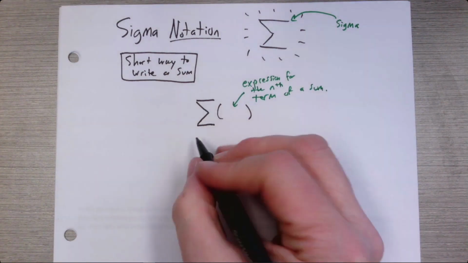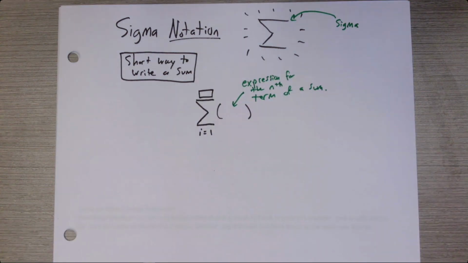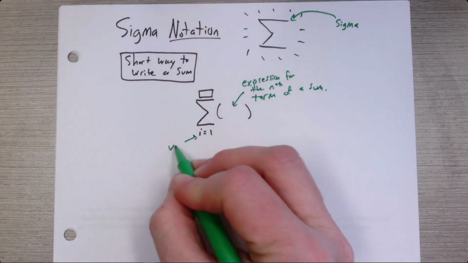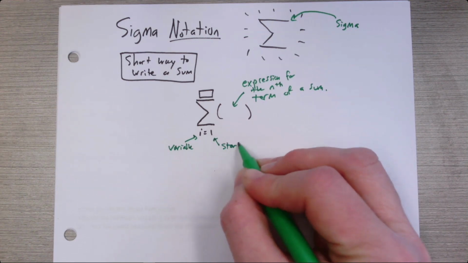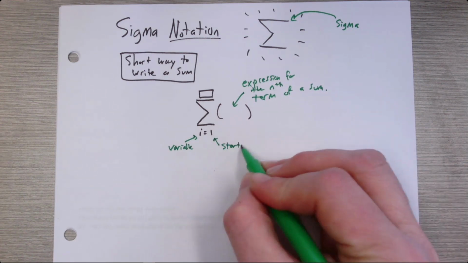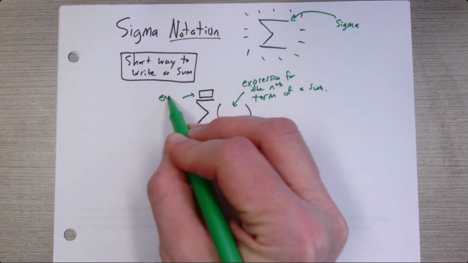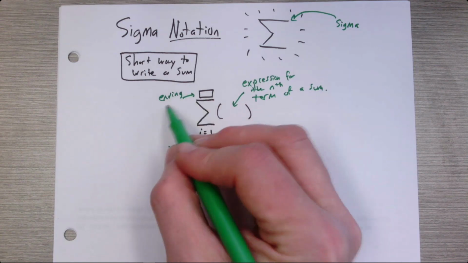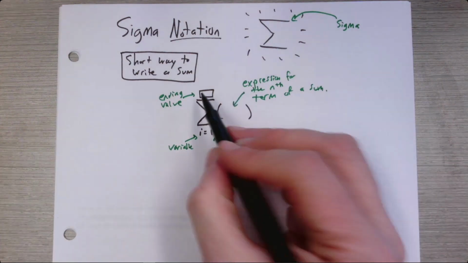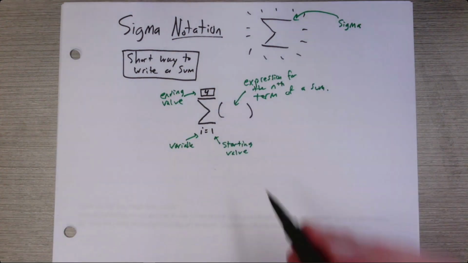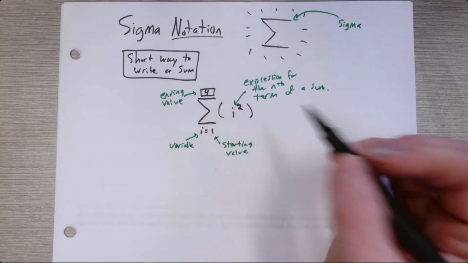And then down here you have a variable. And you tell the variable a value it's going to start at and a value it's going to end at. And I know this doesn't make sense yet, but it will in like 35 seconds. So let's say that my general expression is i squared, okay?